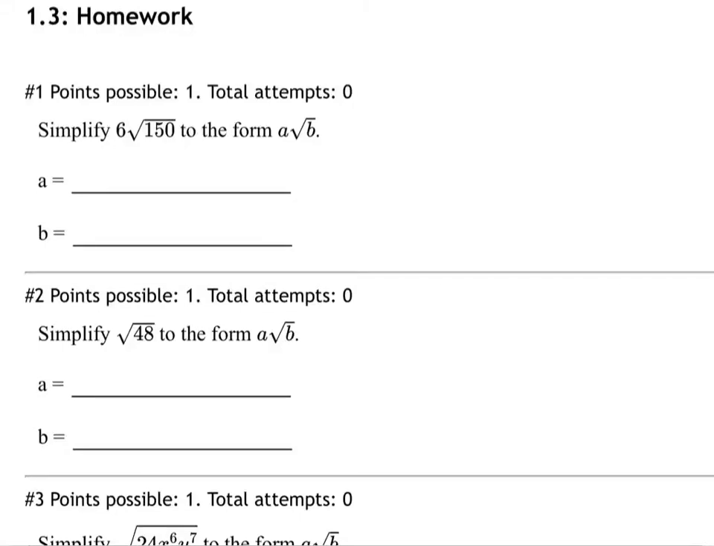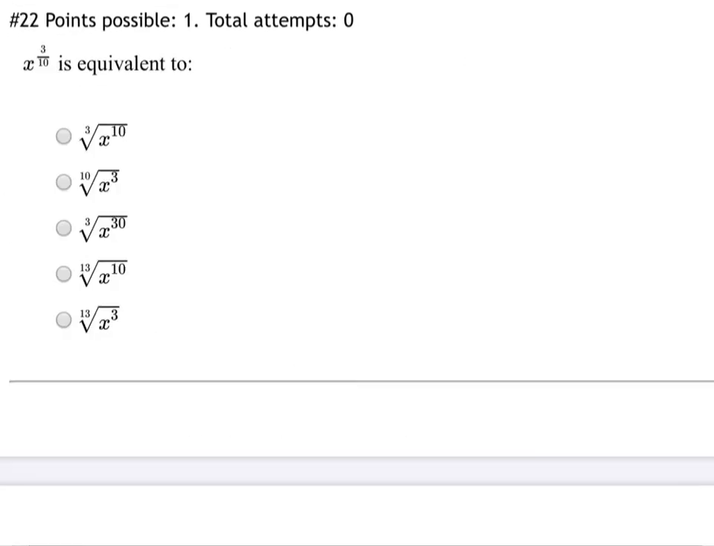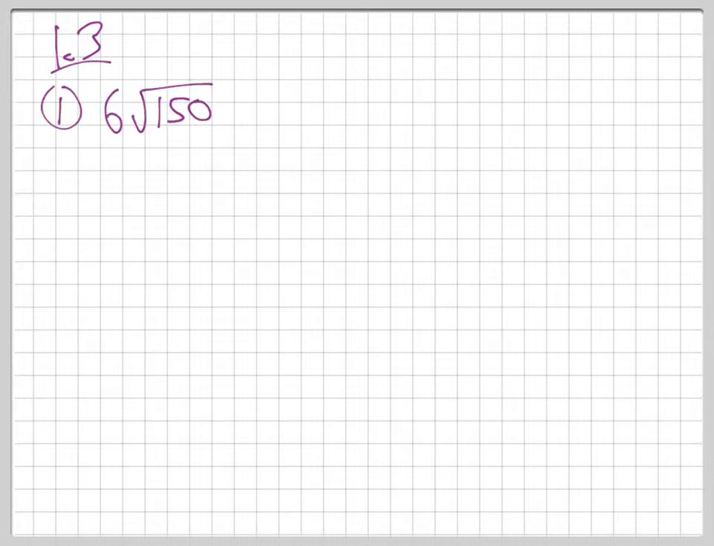So how do you simplify square roots? In fact, I'm going to go to a fresh screen again. 6 root 150. So number 1, so this is 1.3. Number 1, 6 square root 150.